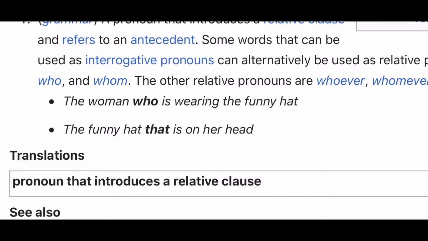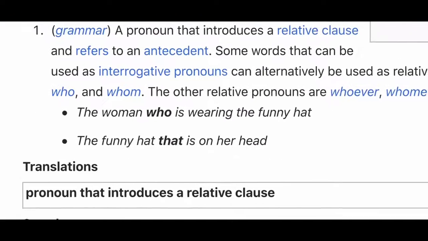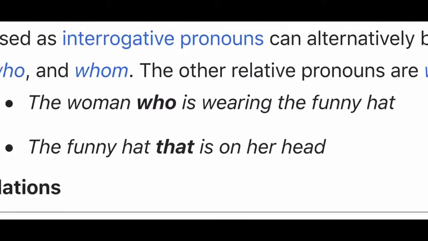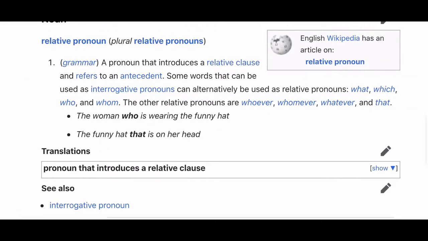So it says, the woman who was wearing the funny hat. That's one example. Another example is the funny hat that is on her head, right? Normally we would just say a funny hat on her head, or the funny hat on her head, or a funny hat is on her head. We would take that extra word out, or we would say a woman is wearing a funny hat, or that woman is wearing a funny hat. But this is a relative clause. So in the Hebrew, this word here in the bold would be AHSHAR, right? So just wanted to get that real quick.